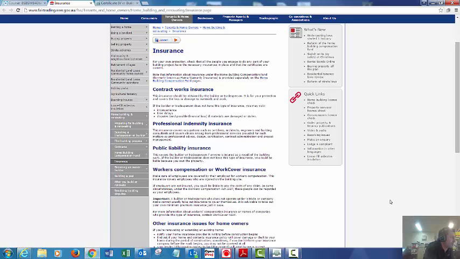So your contract works insurance, that's going to be obtained by the builder or your tradespersons for your protection and covers a loss or damage to your materials and work. Public liability is if anyone is injured as a result of the building work. If the builder or tradesperson does not have this type of insurance, you could be liable because it's your own property, as if it's your own property.